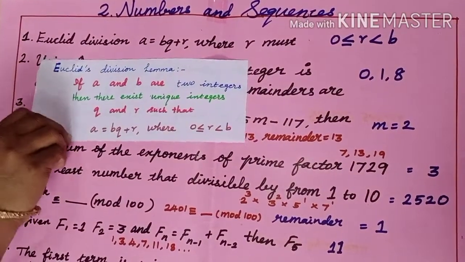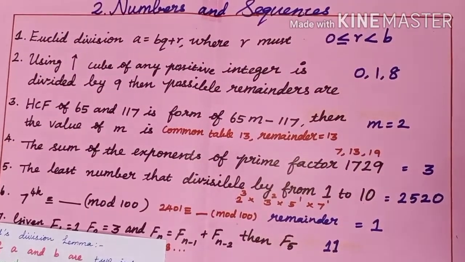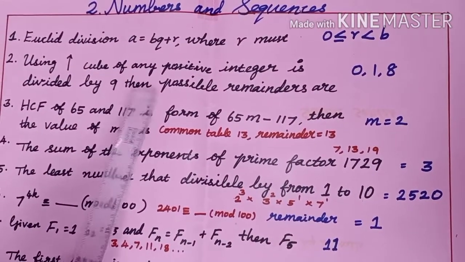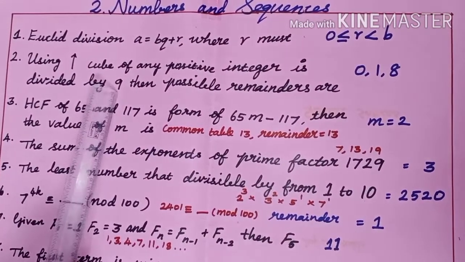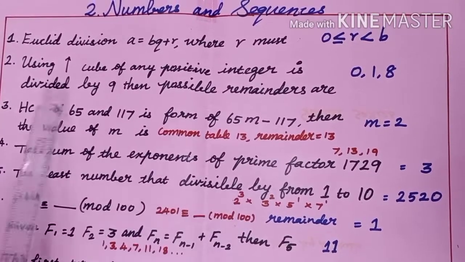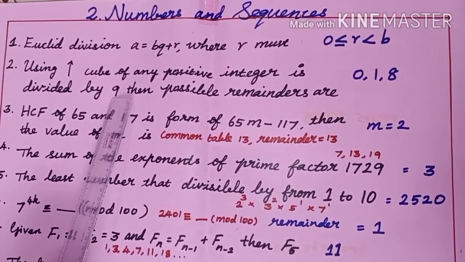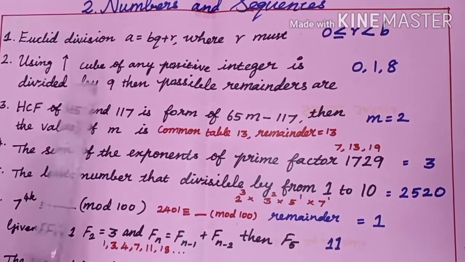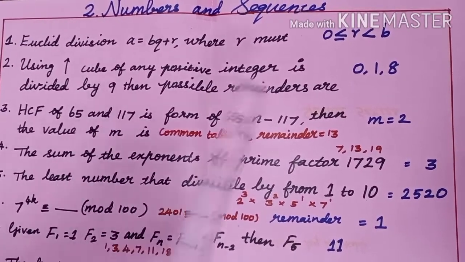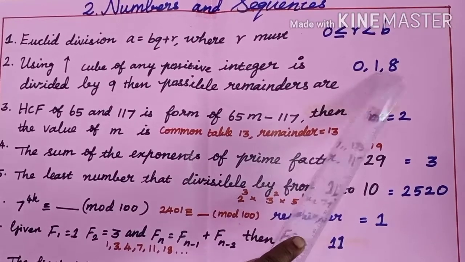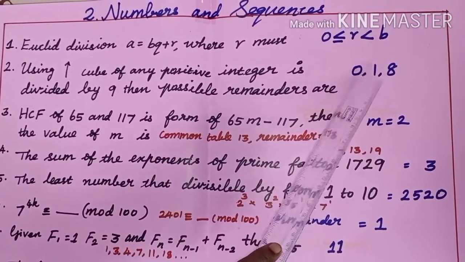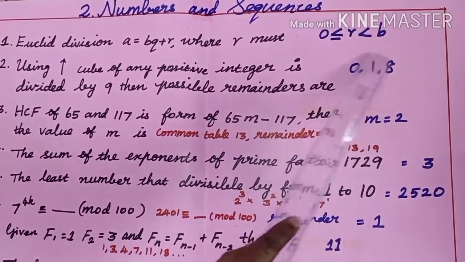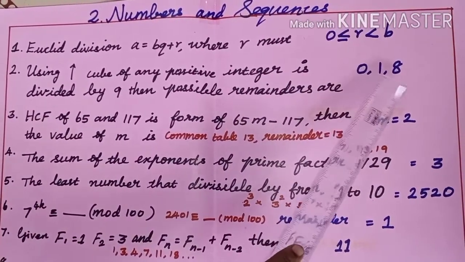Second one, using Euclid's division lemma, if any positive integer is divided by 9, then the possible remainders for cubic numbers are the cubes of numbers less than 9. So what are the cubes of numbers less than 3? 0 cube, 1 cube and 2 cube, so 0, 1 and 8. These are the possible remainders. Second answer is 0, 1, 8.